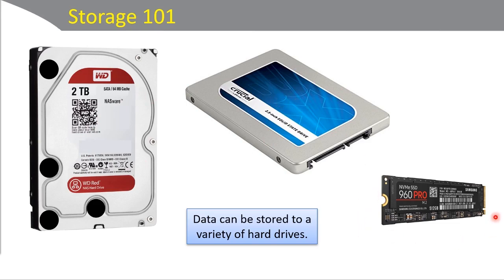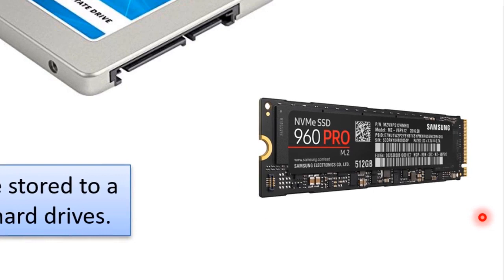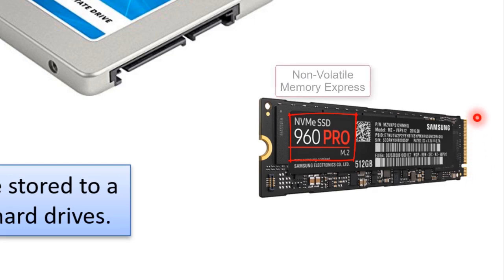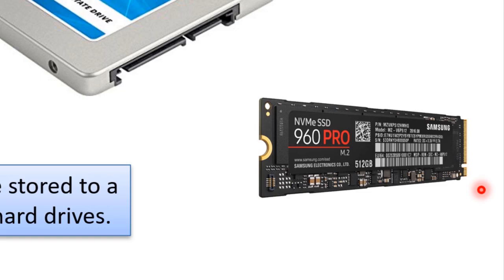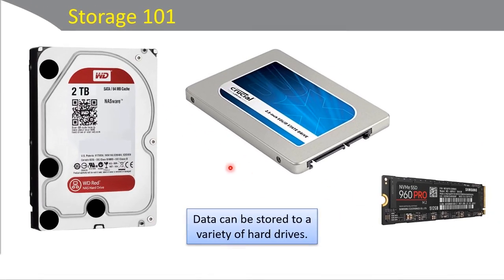And then over here, we have another type of solid-state drive. This is an M.2 drive, meaning it goes into an M.2 slot. And this particular one is NVMe-based, non-volatile memory express. And I'm going to show an installation of one of these drives in a separate video. And we'll talk about that more. So data can be stored to a variety of drives. A magnetic drive with moving parts, or a solid-state drive such as this that is SATA-based, or a solid-state drive such as this, which is M.2 and NVMe-based. So lots of options there.